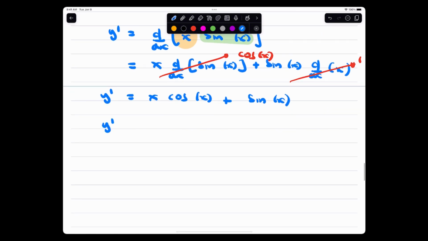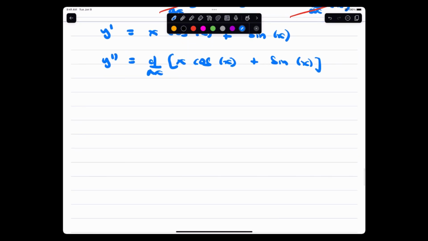Now, what's the second derivative going to be? Okay, differentiate what? X cosine x plus what? Sine x. So, in this situation, don't forget you have the derivative of a what? Of a sum. Is that true? The derivative of a sum will be sum of what? Derivatives.